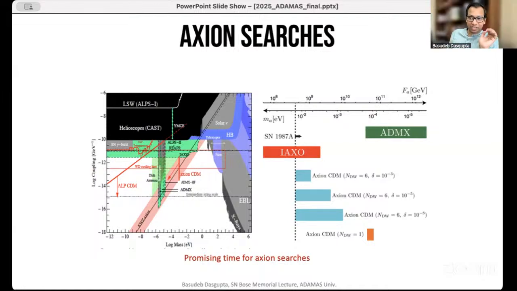Okay, that's a great question. Just to summarize the question very briefly, I told you that there is dark matter on the scales of galaxies and larger.